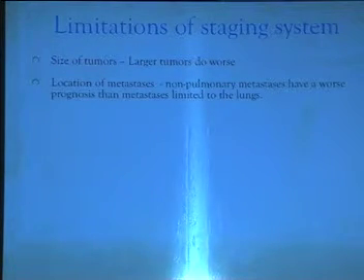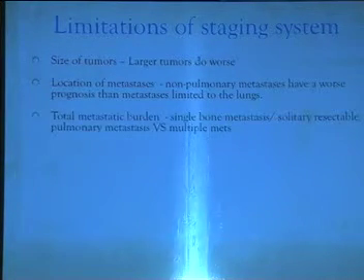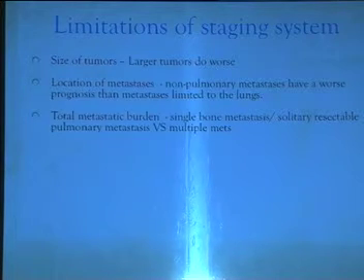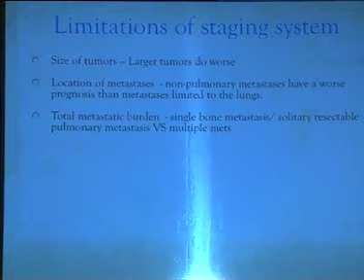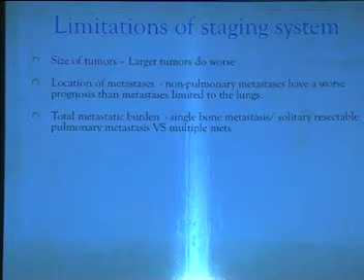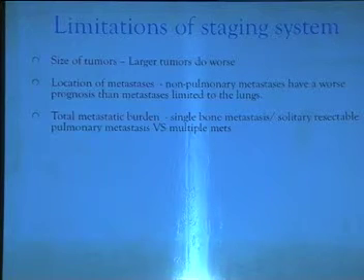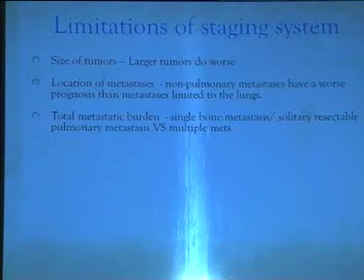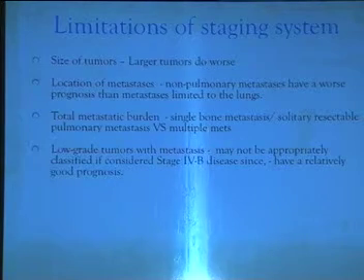So these systems are not foolproof. They have some limitations, like the size of the tumors. If the size is much, much larger, they may have worse prognosis, and that has not been included. Location of metastasis has not been included in Enneking staging. Then total metastatic burden. We have classified the tumors like we have metastasis into the lung or to the bone, but the number of metastasis and the magnitude of metastasis has still not been classified, because the patients who have solitary metastasis, their prognosis will be different from the patients who have multiple metastasis.